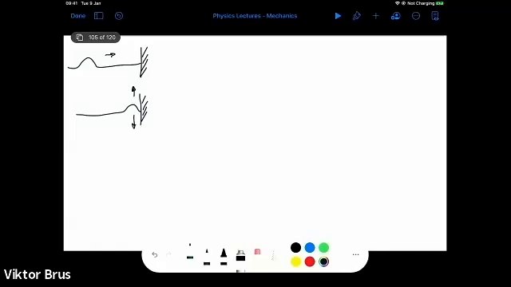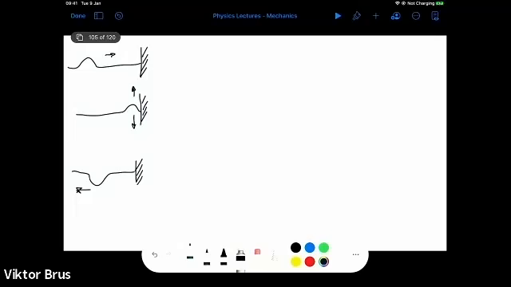And this reaction of the support will result in the reflection of this pulse, but it will be an inverted pulse. It will be something like this, and it will move in the opposite direction. So this part is more clear now.